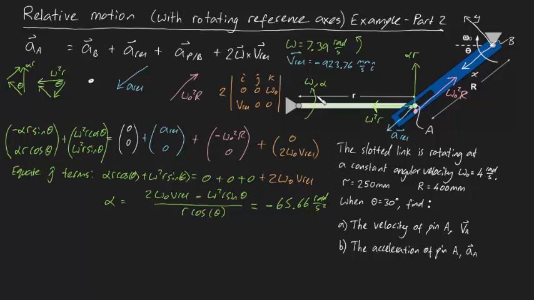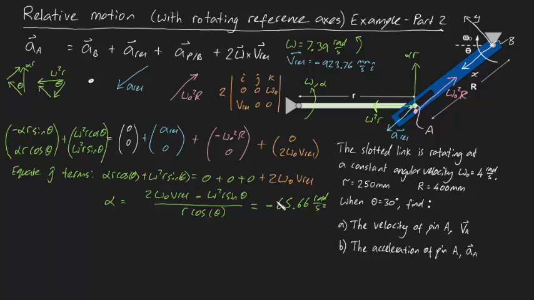Now, before we move on, let's quickly describe what this minus sign means just here. Well, remember, we assumed that the angular acceleration of this link was counterclockwise, alpha. And because this turned out to be a negative quantity, that means that the angular acceleration of this link is, in fact, clockwise. It's the other way around. That's what this minus sign means.